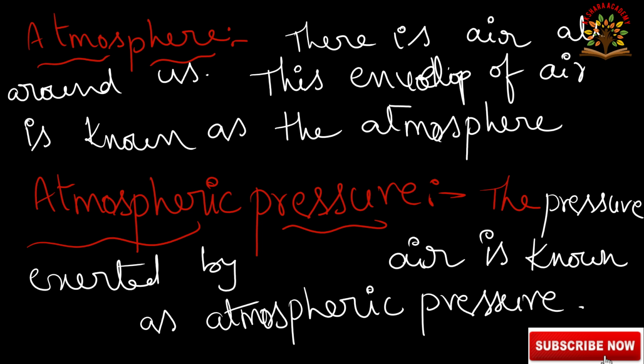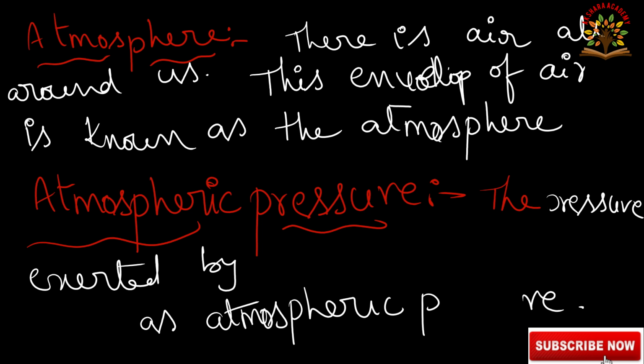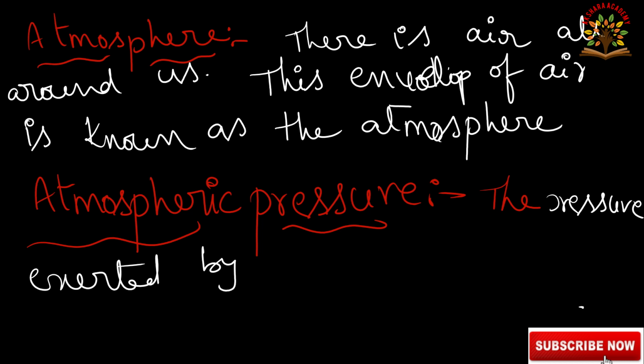Okay, this is about the pressure exerted by air, which is known as atmospheric pressure. Now let us recall what is atmosphere. There is air all around us. This envelope of air is known as the atmosphere. What is atmospheric pressure? The pressure exerted by air is known as atmospheric pressure.